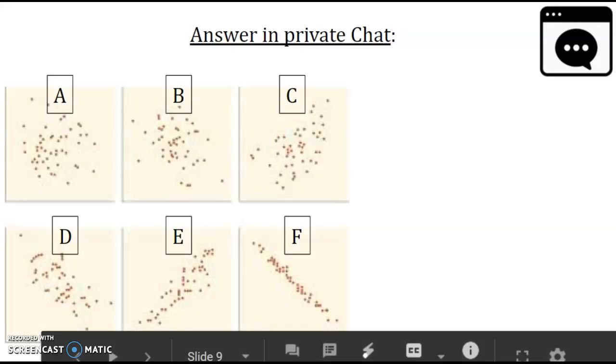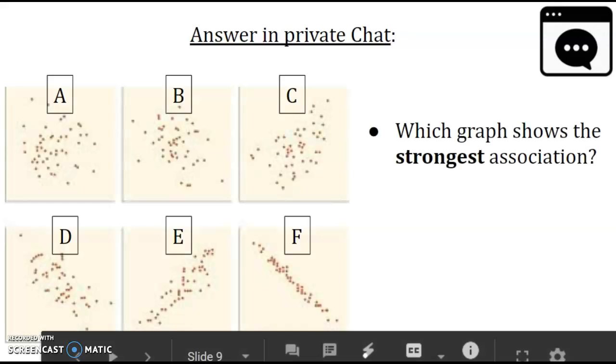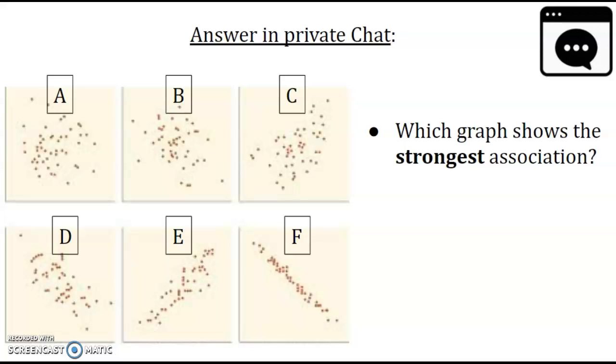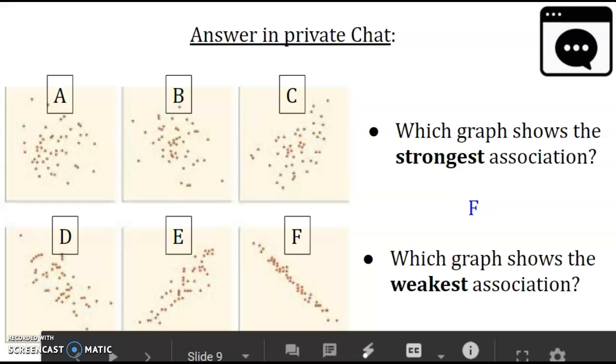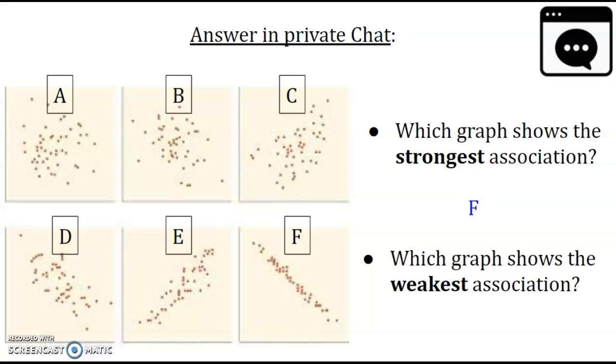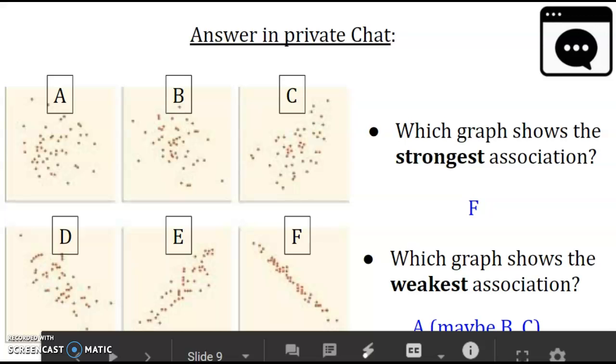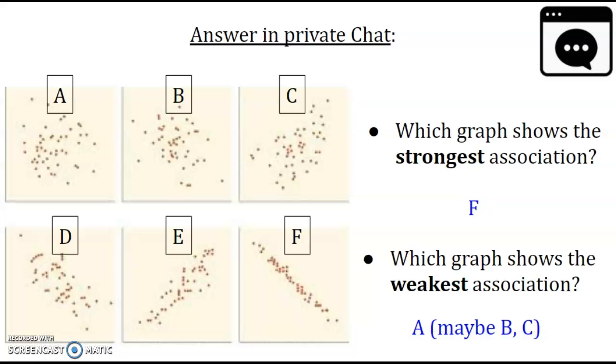All right, so I want you to answer in private chat. Tell me which graph shows the strongest association. Given these 6 graphs, scatter plots, which one is the strongest association? I'll say F, because if I was to draw an oval around it, it's the narrowest and looks less scattered. What about which one is the weakest association? Well, the weakest one I would say is A, because it looks all scattered about, possibly even B and C. So A is definitely the weakest, and possibly even B and C are weak.